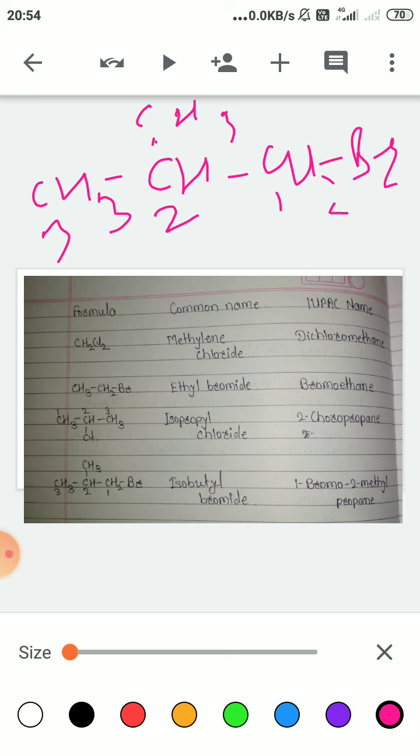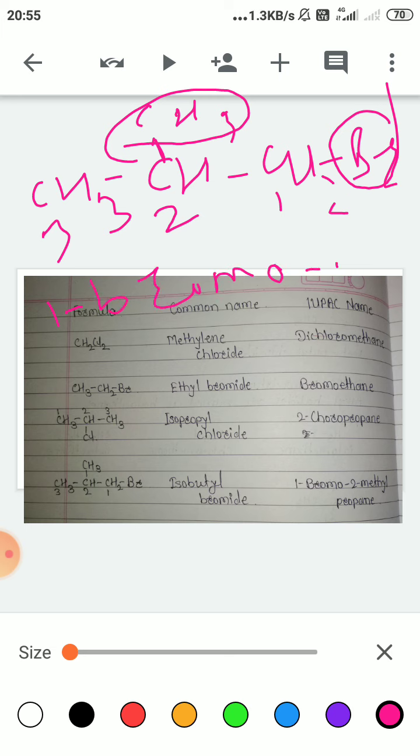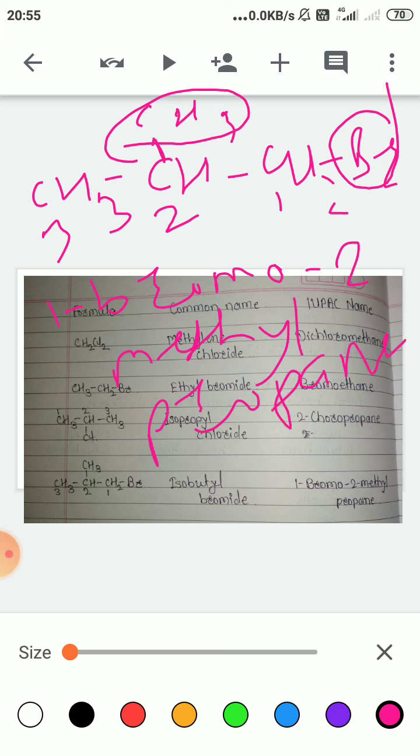Now the bromine atom is present on the first carbon atom, while the second carbon atom contains a methyl group. Therefore the name of the compound is 1-bromo-2-methyl propane, as it contains 3 carbon atoms and is a derivative of propane. Therefore the name of the compound is 1-bromo-2-methyl propane.